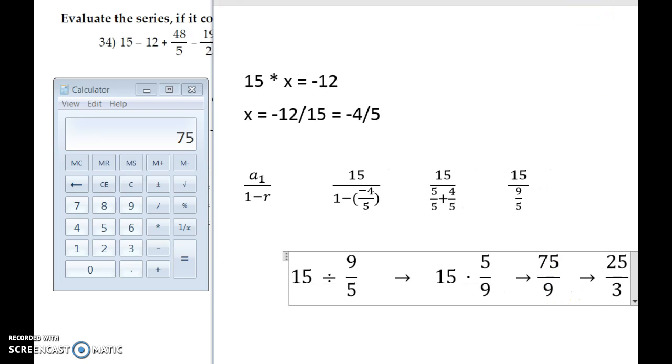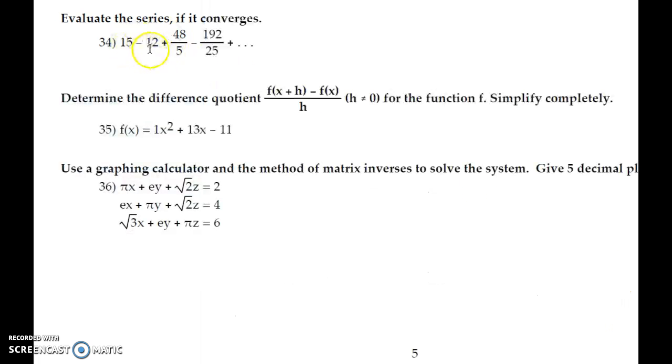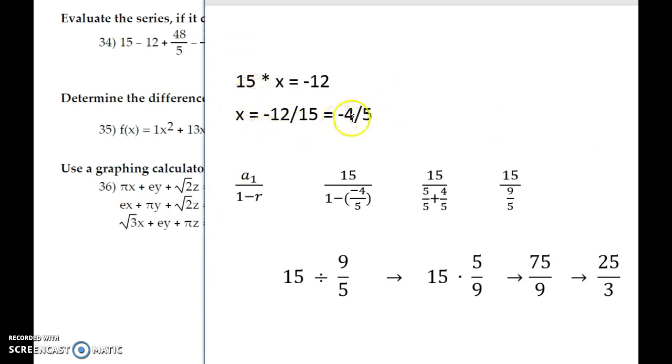So we get 75 over 9, and then to reduce that, they're both divisible by 3, so divide them both by 3, and we get our final result. This is what the series would converge to if you keep adding terms that follow this pattern of being negative 4/5 times the previous term.